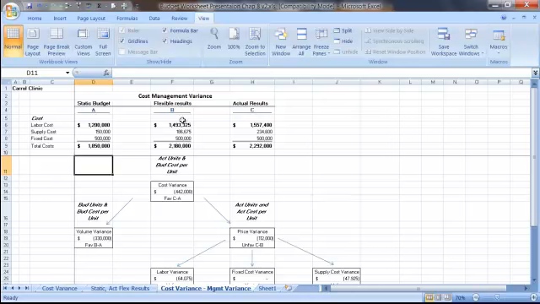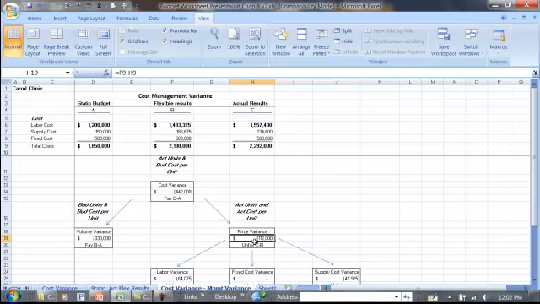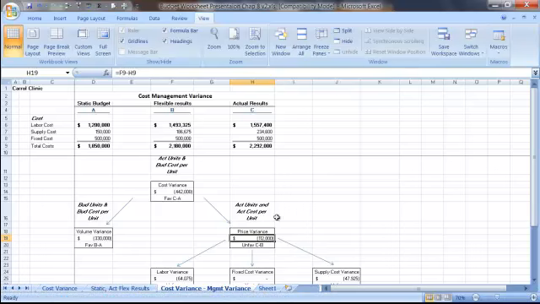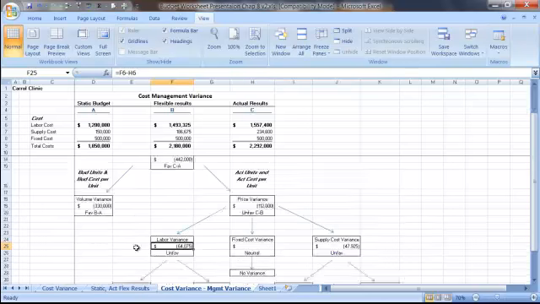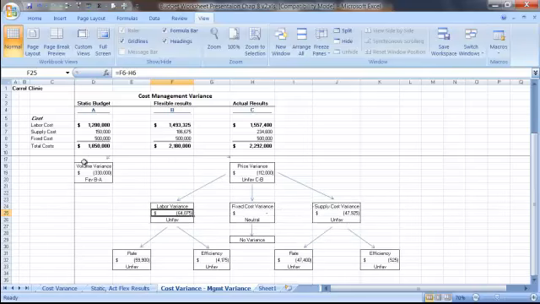Okay, so all I did was make this stay on top of our spreadsheet as I scroll down. So again, this is this, and this gives us this variance, and this is a price variance. Now let's see how this variance got broken up into three different pieces. First, let's start with the labor variance. There we go.